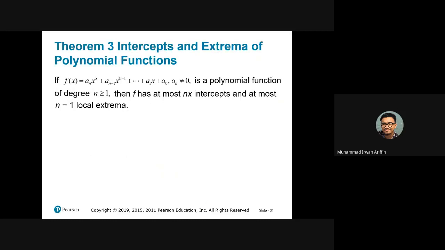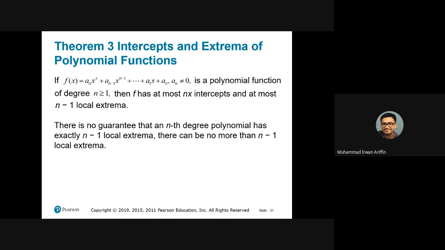Okay, and then theorem 3. Theorem 3 gives us additional information with regard to the intercepts and extrema of polynomial functions. If we have a polynomial function, this is the general form of a polynomial function of degree n, which is greater than or equal to 1, then the function f has at most n x-intercepts and at most n minus 1 local extrema. There is no guarantee that the nth degree polynomial has exactly n minus 1 local extrema. This is just the maximum number.